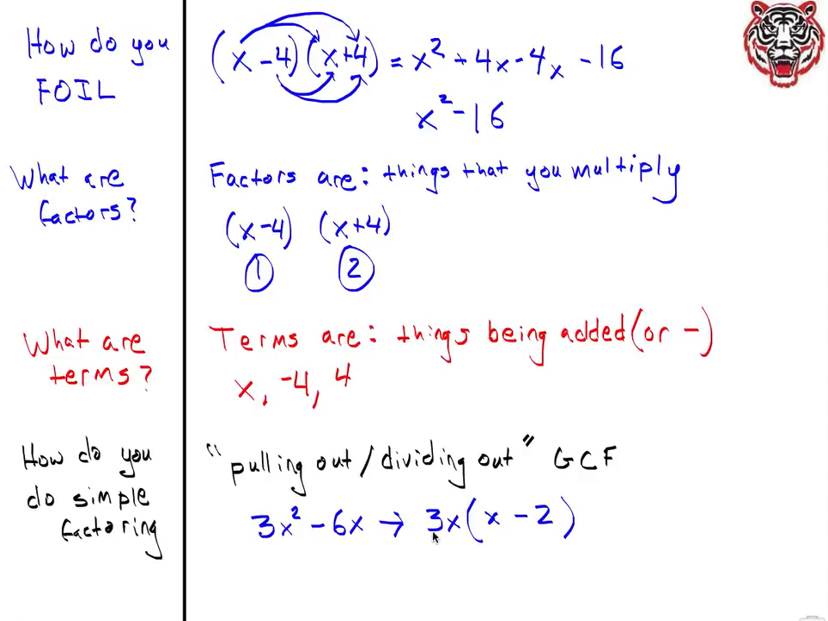When you pull out your greatest common factor, that greatest common factor will probably have two components. It will have a number component, and it will have a variable component. Sometimes there are no variables to factor out. Sometimes there are no numbers to factor out. But always think of these two components. Did I factor out all the numbers? Did I factor out all of the variables?